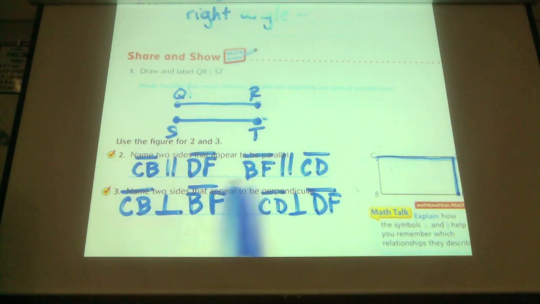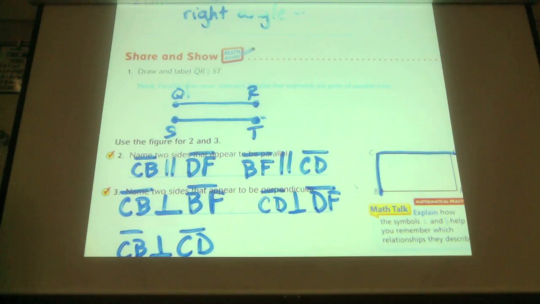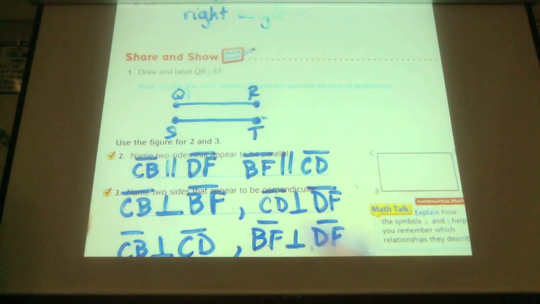Are those the only two? This one we only had the two parallel lines. Are these the only two segments or sides that are perpendicular to each other? Give me a yes or no. No, we don't think so. So raise your hand if you would like to give me another set of perpendicular sides. CB is perpendicular to CD. Okay? And there's one more. BF is perpendicular to DF. So basically all four corners.